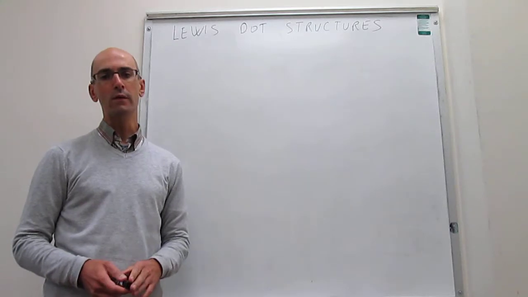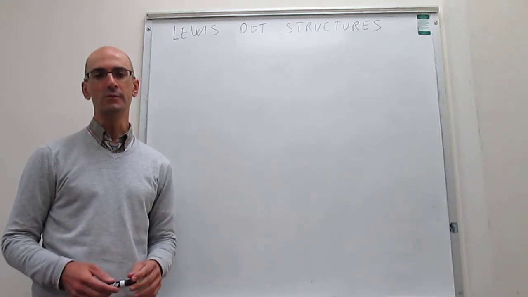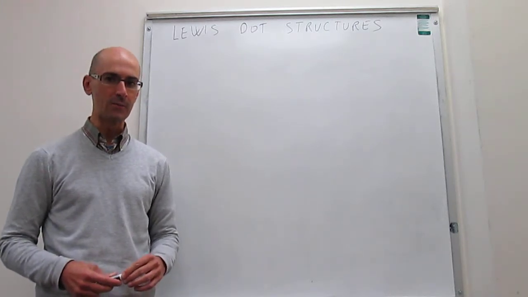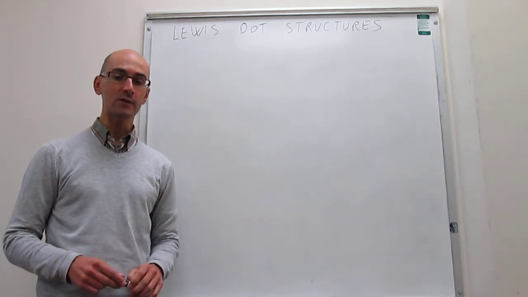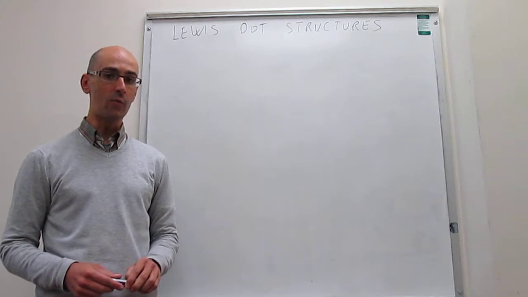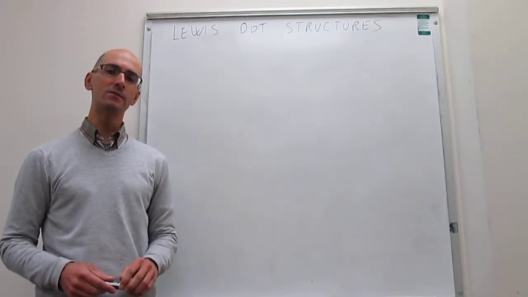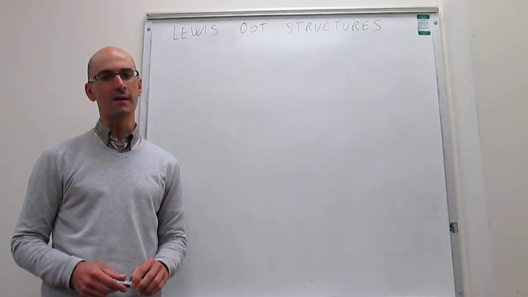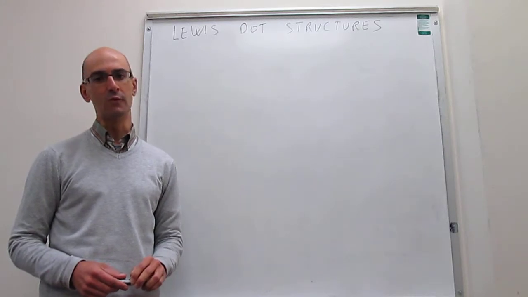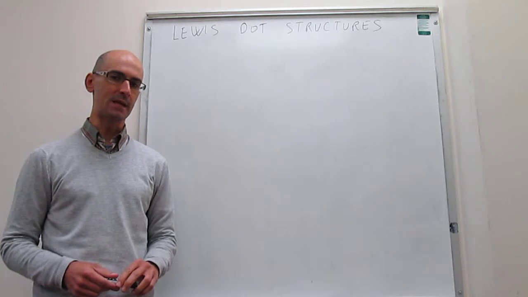And when coupled with the VSEPR theory, it's a really powerful tool to describe the structures of a variety of simple molecules. Now, something interesting about Lewis dot structures is that the model was derived before we actually had a quantum mechanical description of the atom. So it's interesting to know that even though we're handling electrons in Lewis dot structures, those concepts emerged before we actually knew that electrons could be described by orbitals and concepts like that.